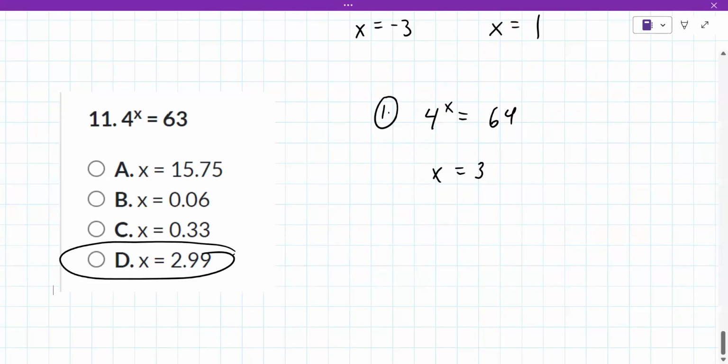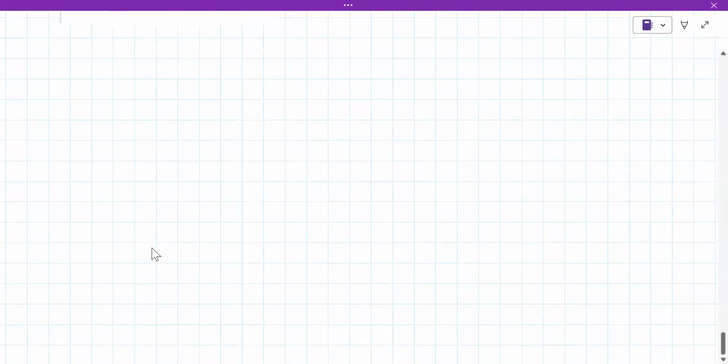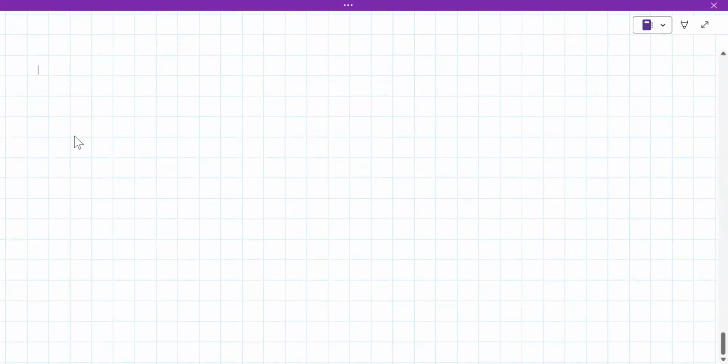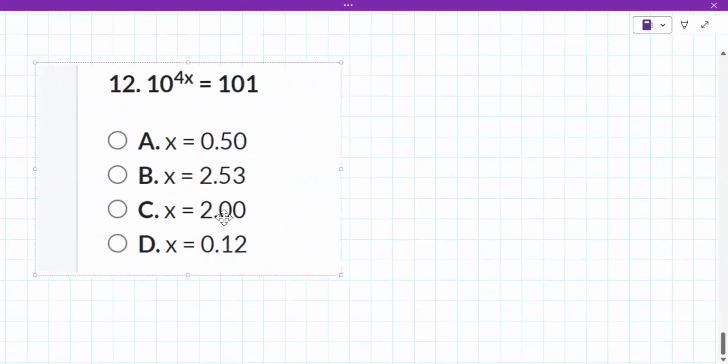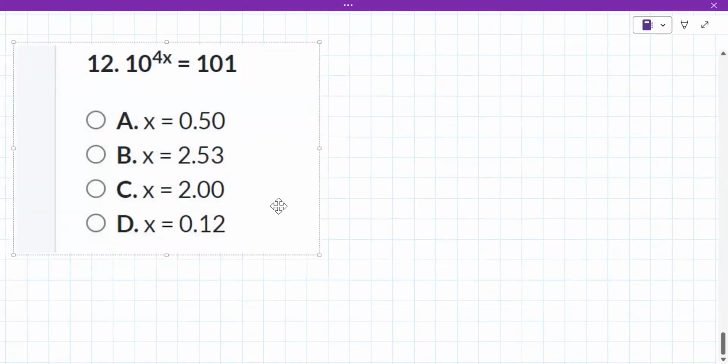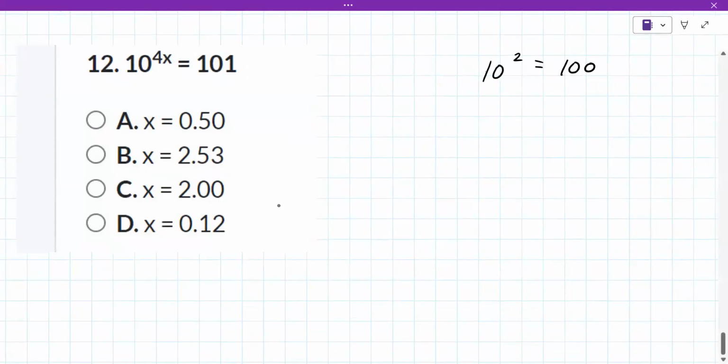We got a little lucky there, but for number 12, we unfortunately do have to. Well, I take that back. You actually can kind of estimate these reasonably. So 10 squared equals 100. Do you agree with that? Yes. 101 is pretty close to 100. If you had $100 or $101, you're more or less the same.